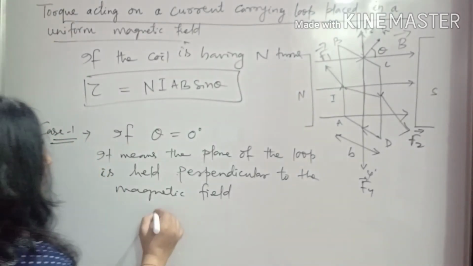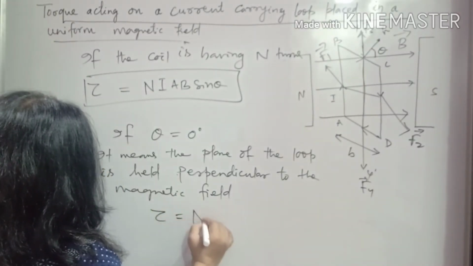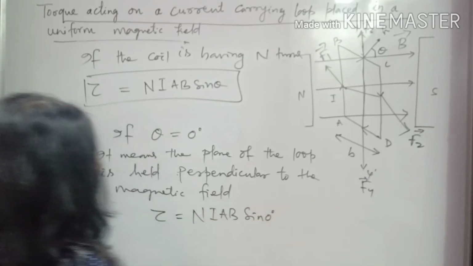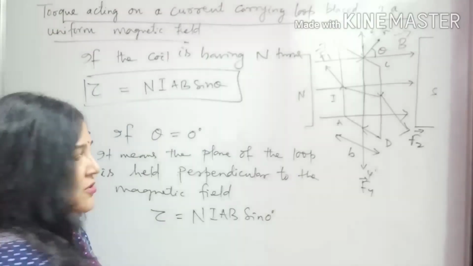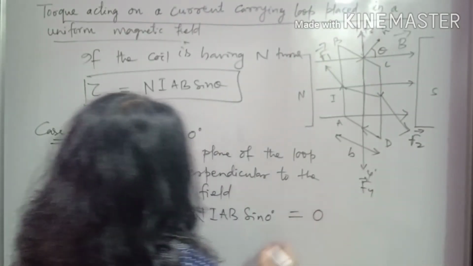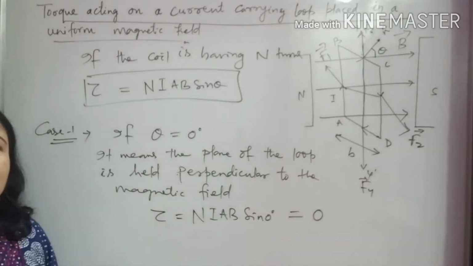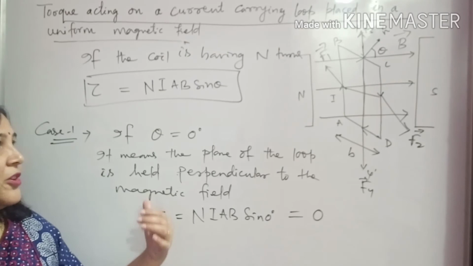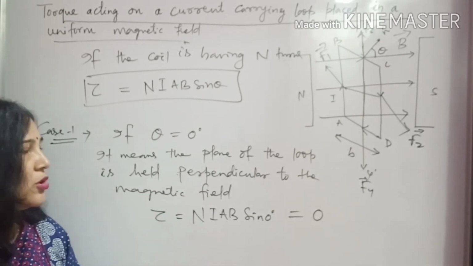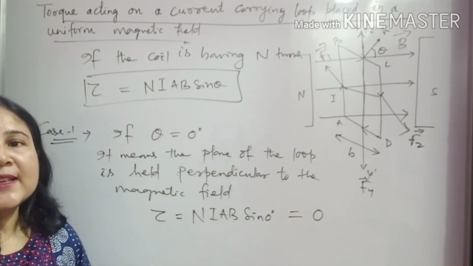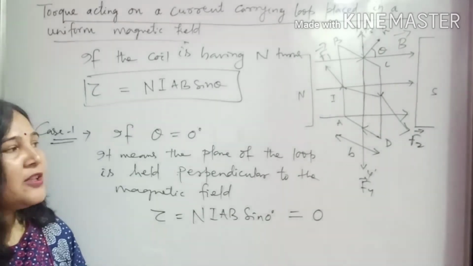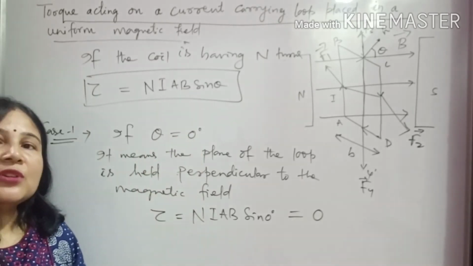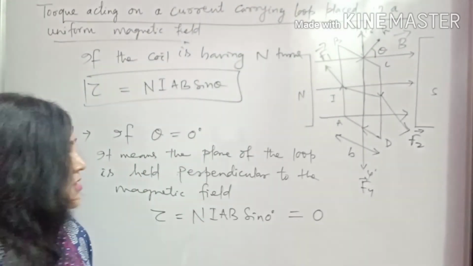And in that case, what will be the torque acting here? Tau equals NIAB sine 0. And what is the value of sine 0? That is 0. So in that case, the torque acting will be 0. That means there will be no torque acting when the loop is held at right angles to the magnetic field, or when its area vector makes 0 degree with the magnetic field. So this is case 1.